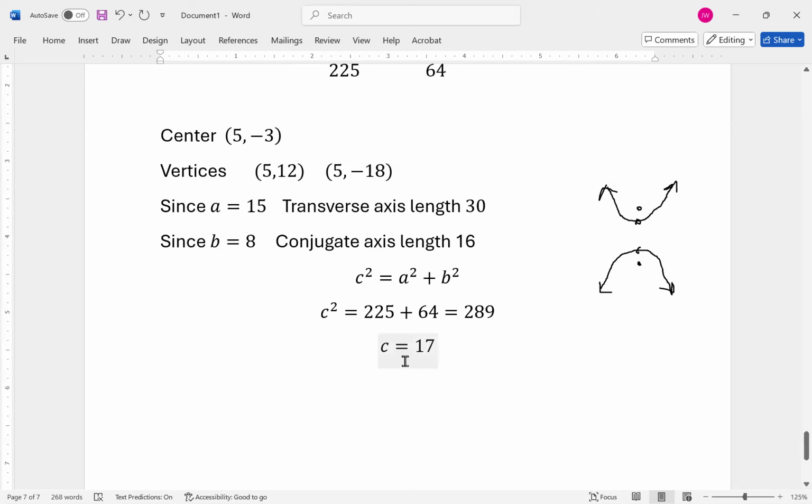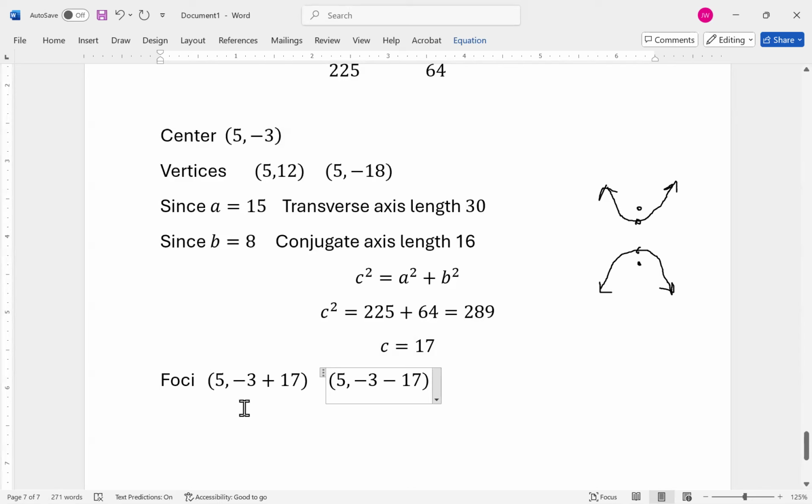That means, since this is true, since C is 17, the foci, I know, we're going to start at the center and move up 17 units, and then start at the center and move down 17 units. So we're moving in the y direction because of how my hyperbola is listed out.